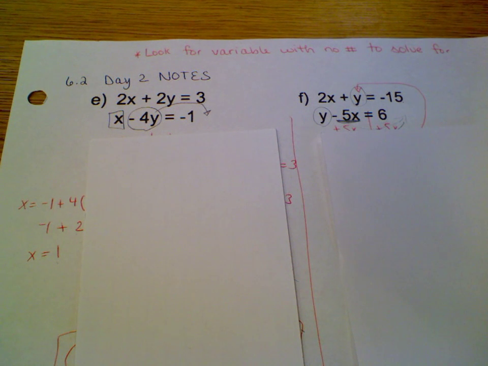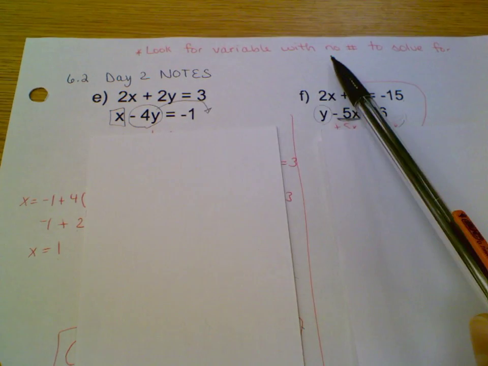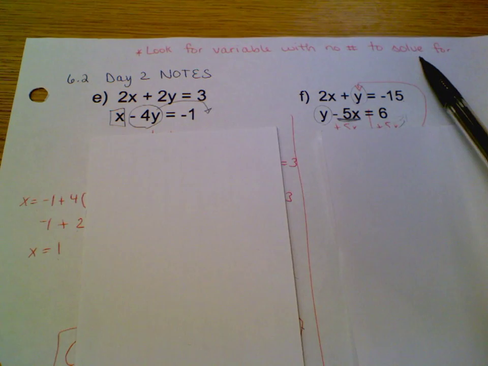Okay, so now after practicing substitution, we have one more step. What if in the system we don't have a solved equation? If you don't have a solved equation, you're just going to make one of them become solved. The easiest way to do it is to look for a variable with no number in front of it.